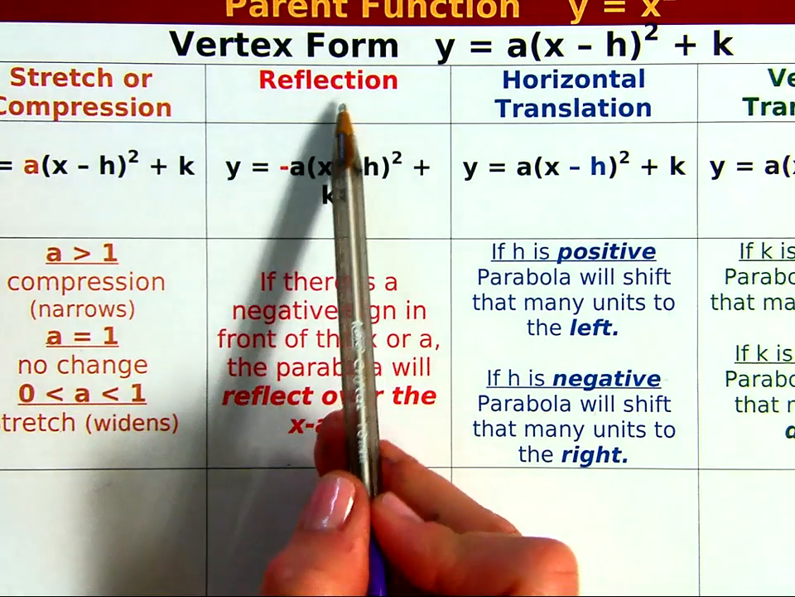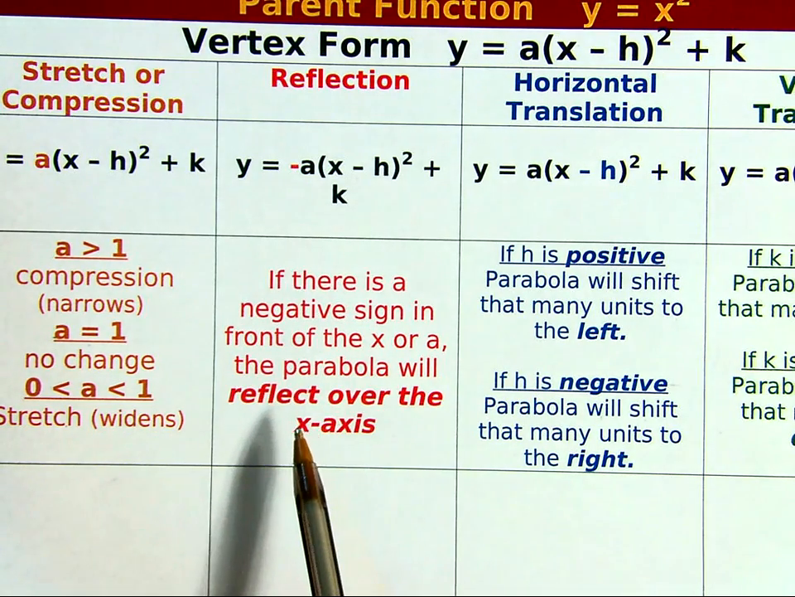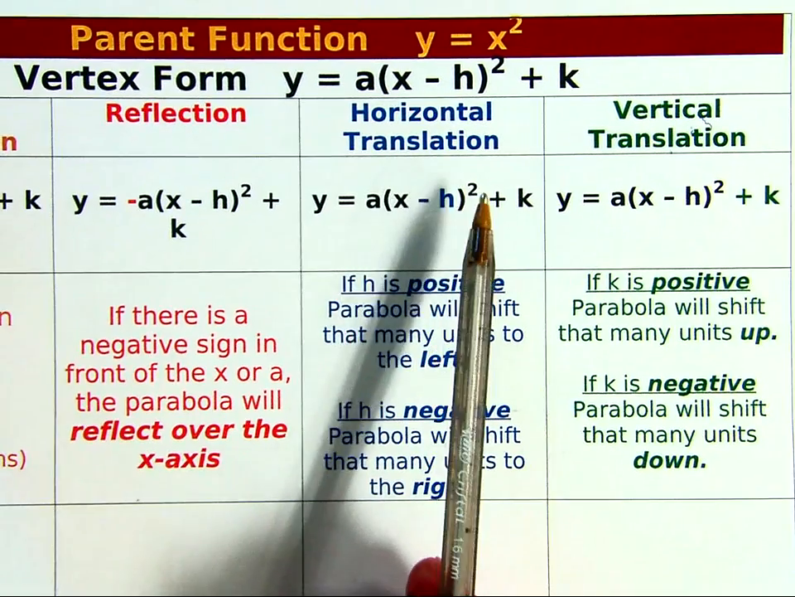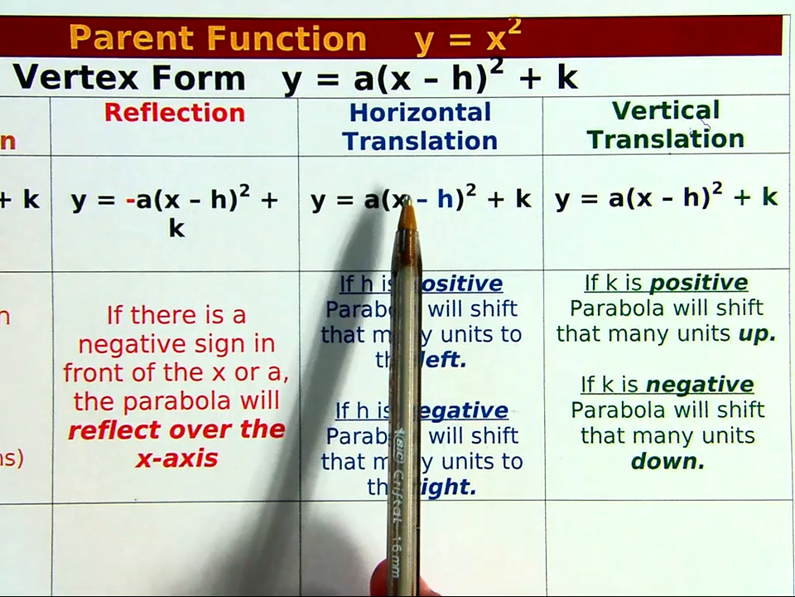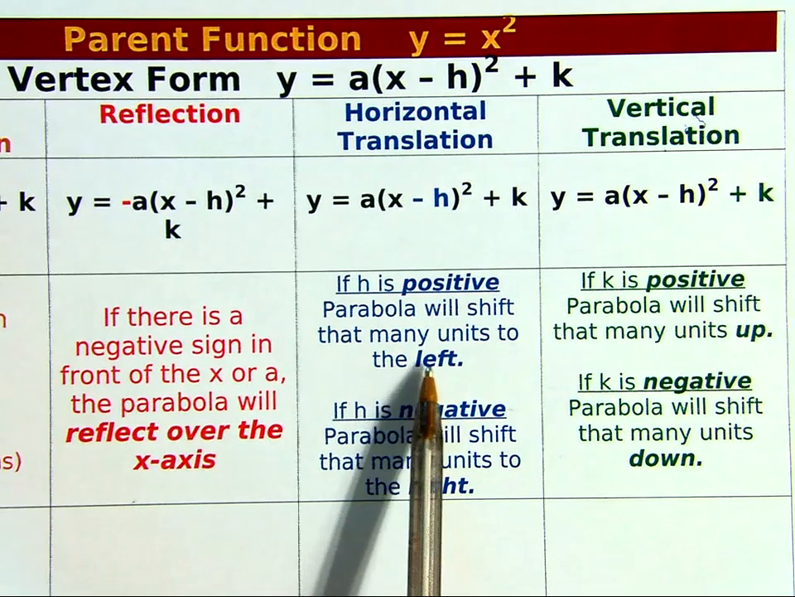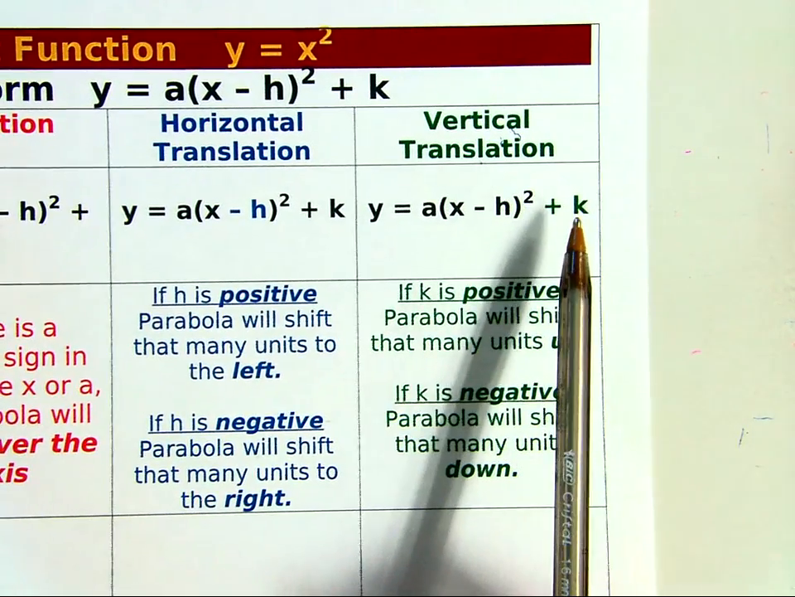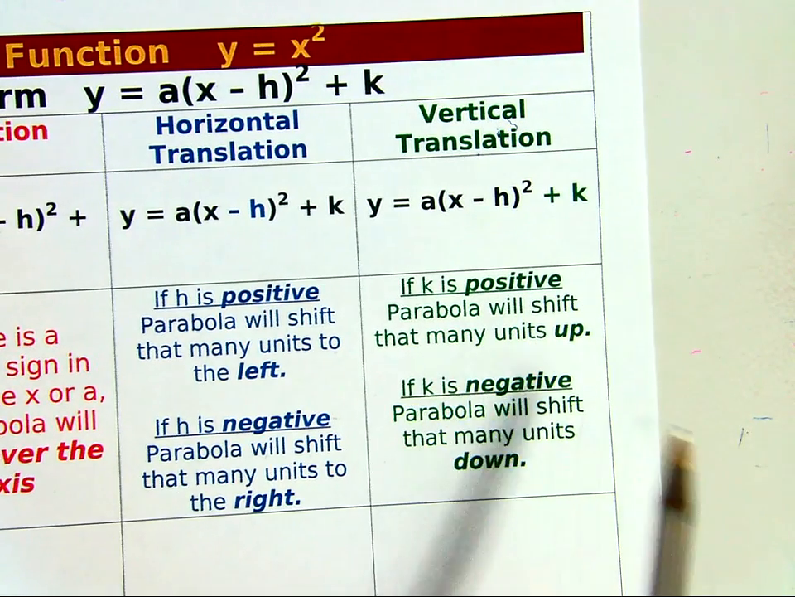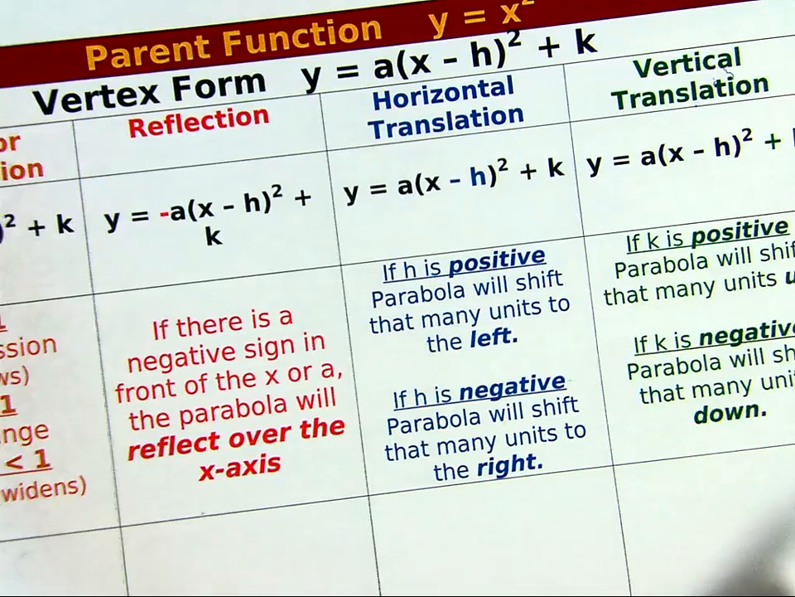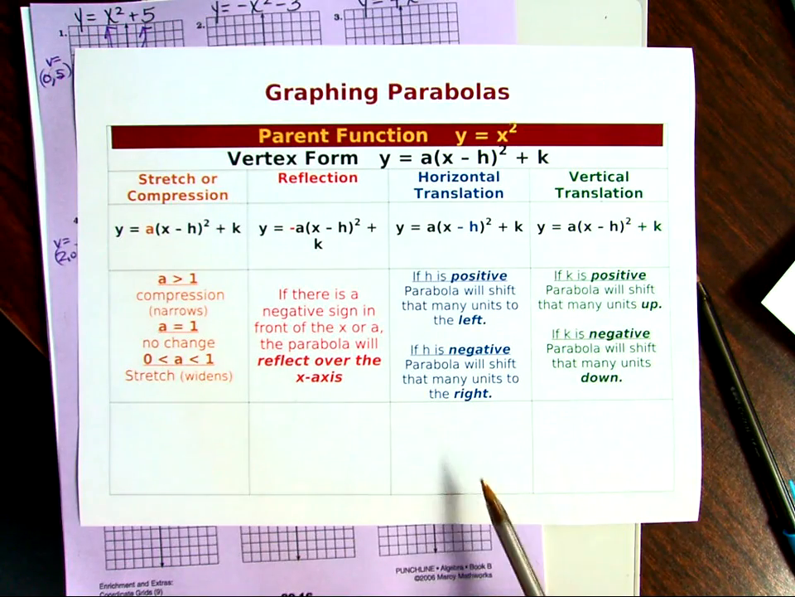So if it's between 0 and 1, that's what makes it widen. The reflection here is controlled by that. It flips or reflects. The horizontal translation is the H. If H is positive, meaning if you're looking at it as a plus positive there, it shifts to the left. If H is negative, to the right. And then your vertical translation is your K. If that's positive, it goes up. Negative, it goes down. And I don't make any colored copies ever all year long, but I made 80 colored copies of these. So you guys will each get one of these in color if you want it.